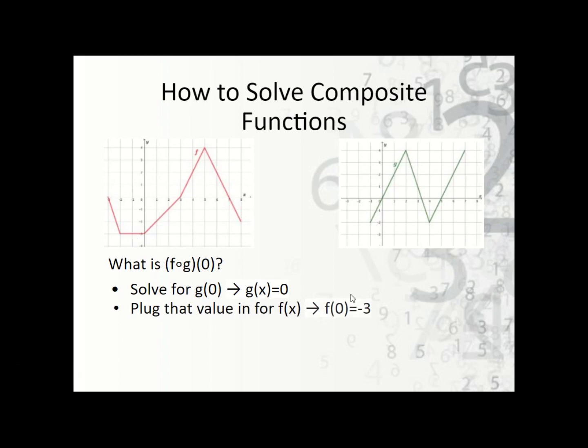Now, let's say we had f of g of 2. So we would find g of 2 first. So g of 2, which is right here, is 4. So we're going to go find f of 4, which is there. So f of 4 is 2, so f of g of 2 would be 2.